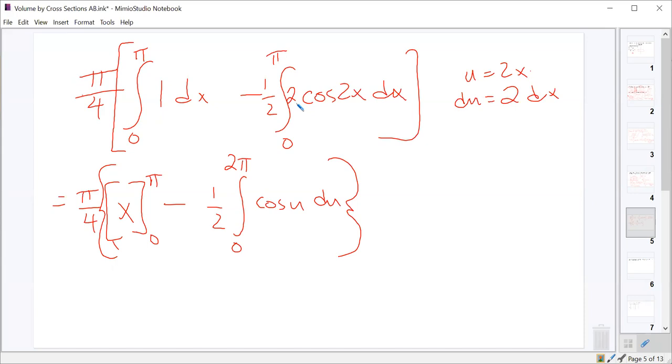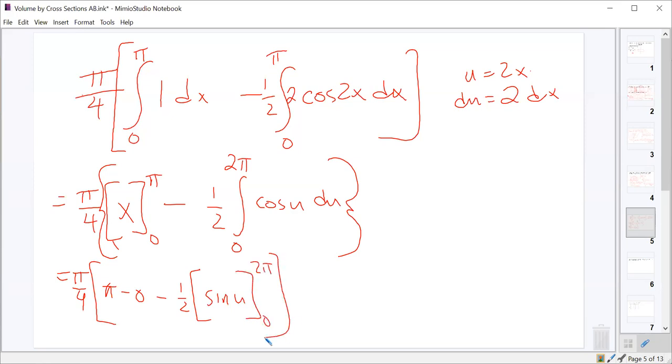So now we'll just finish doing all the stuff here. We got pi over 4 times pi minus 0. Okay. Minus 1/2 of, well, what's the integral of cosine u? Sine u. And we're evaluating that from 0 to 2 pi. So we have pi over 4 times pi minus 0 is pi, minus 1/2 of sine of 2 pi minus sine of 0.